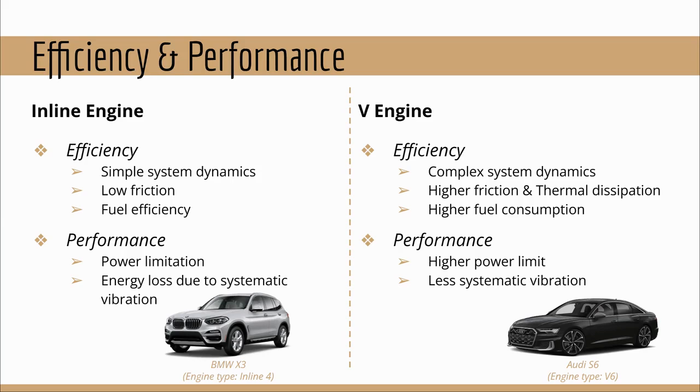This engine is good for performance. More cylinders can be put in the engine, allowing higher power output without increasing much of the engine size. Meanwhile, the arrangement of the cylinders allows the forces to be canceled more effectively, reducing the system vibration and making it smoother with less energy loss. An example of a V-type engine is an Audi S6, which is a high-performance sports car.